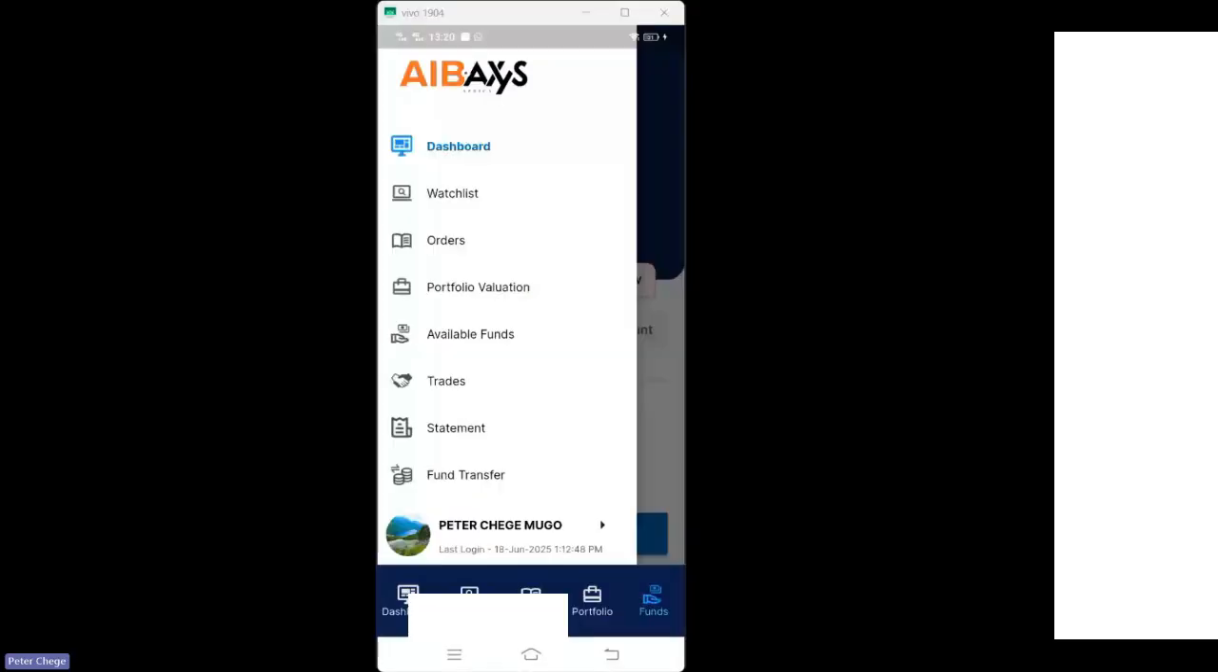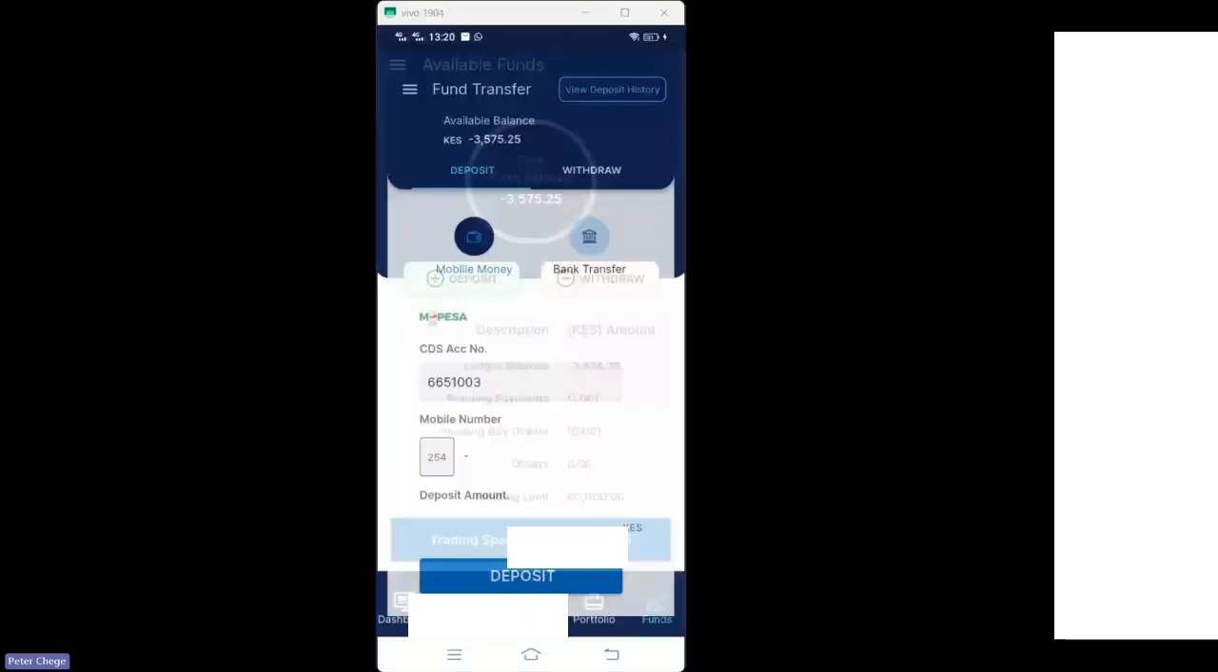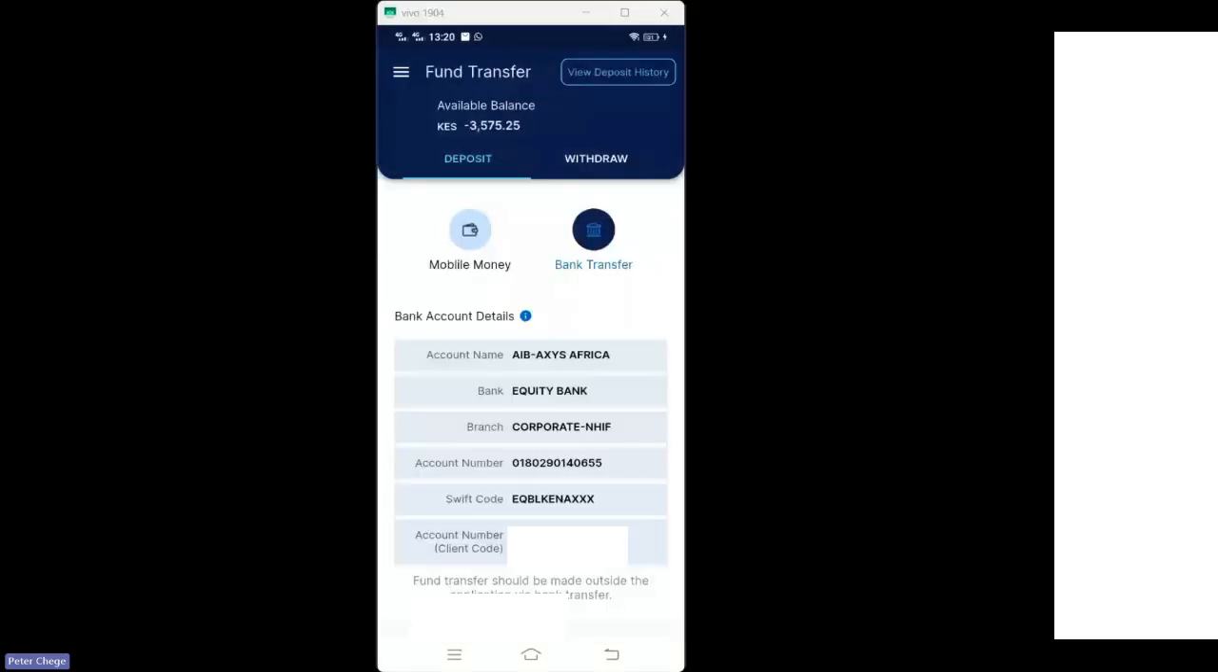Now let's go back. We go to funds, deposit. If you want to deposit through bank, just click on bank transfer. There you have our bank details. If you're doing mobile banking, copy our account and CDSC number. And once you transfer via bank, make sure you send proof of payment. You can send that confirmation from the 3 bars. This is only on mobile.